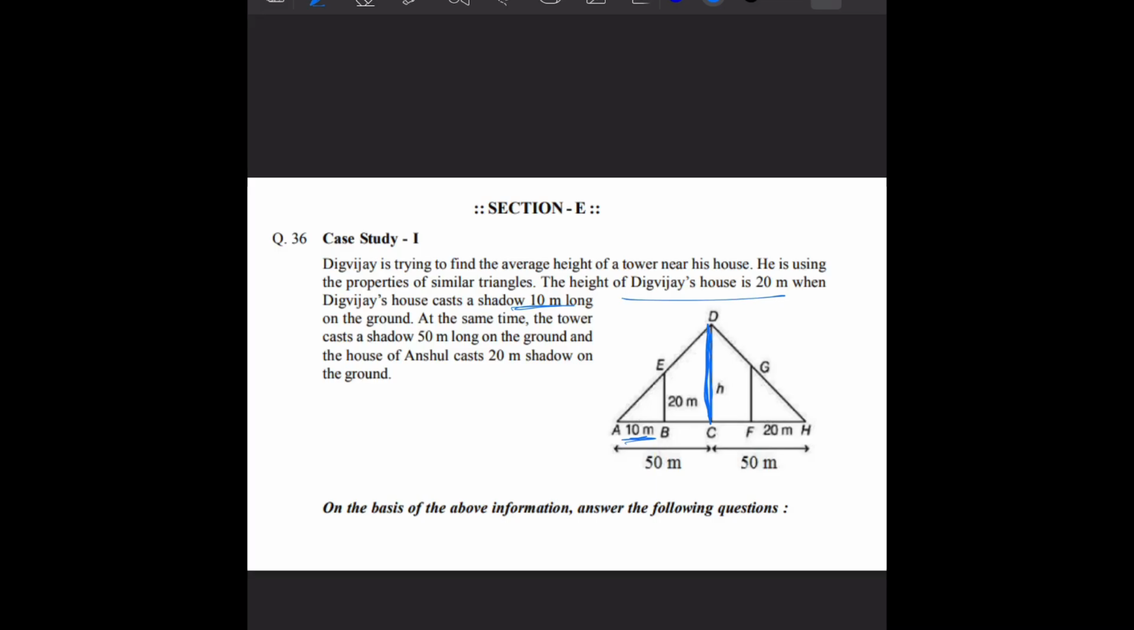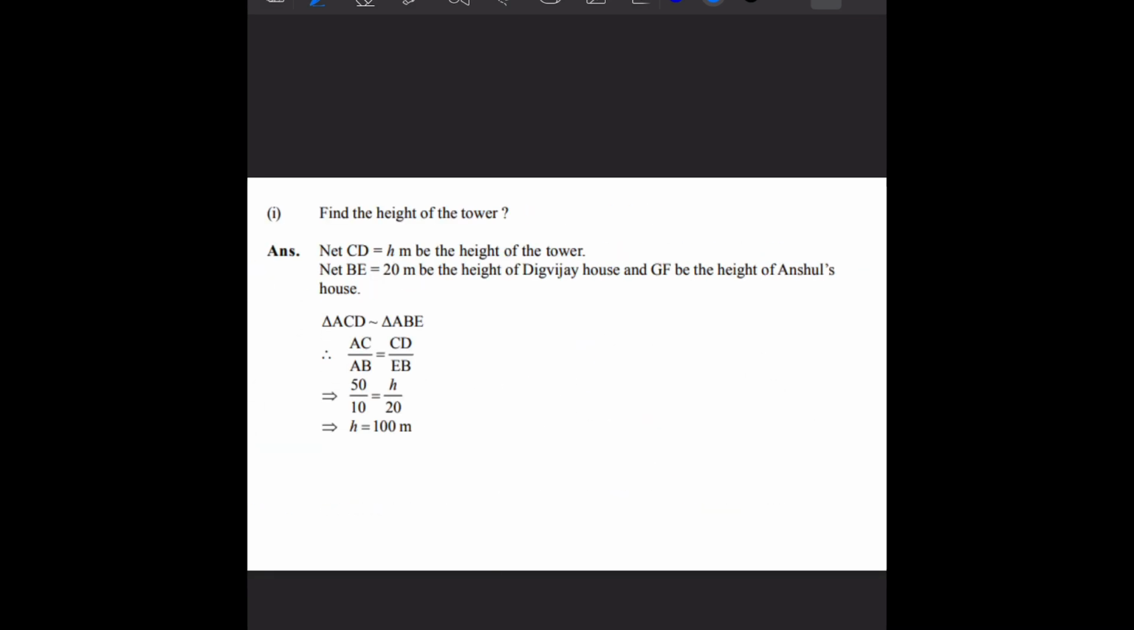And the house of Anshul casts a 20-meter shadow on the ground. This is Anshul's house, and this is the 20-meter shadow. Let's solve this. Find the height of the tower. We need to find out this h.